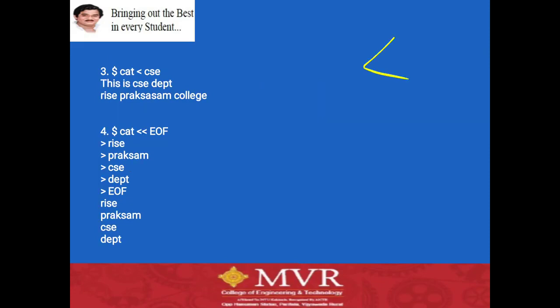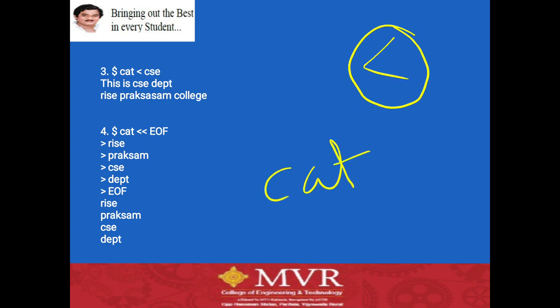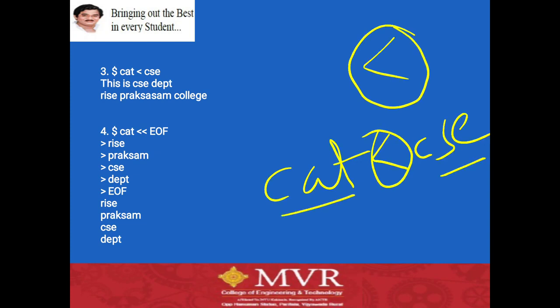Then the third case is the less than symbol. As I told you, it takes the input from any file, except from the keyboard. So if you write cat less than CSE, it is nothing but cat CSE. Without using the less than symbol also, what is cat CSE? Cat CSE means you are going to display the contents of the CSE file. Whatever content the CSE file contains will be displayed on the screen. So less than means you are redirecting the contents of CSE to cat.